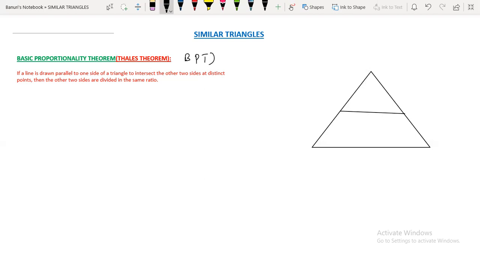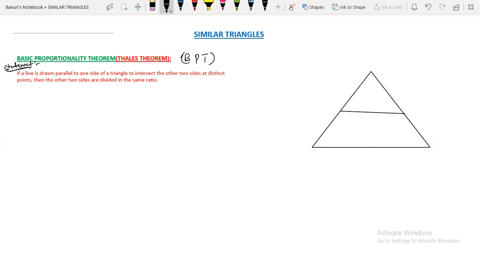basic proportionality theorem. So first we should write the statement, as usual given by the mathematician. If a line is drawn parallel to one side of a triangle to intersect the other two sides at distinct points, then the other two sides are divided in the same ratio. This is the given statement.